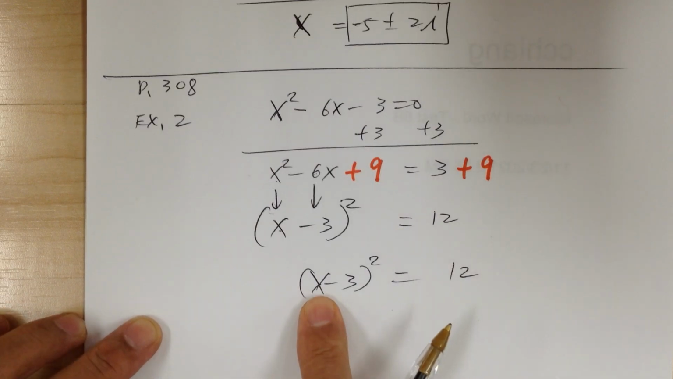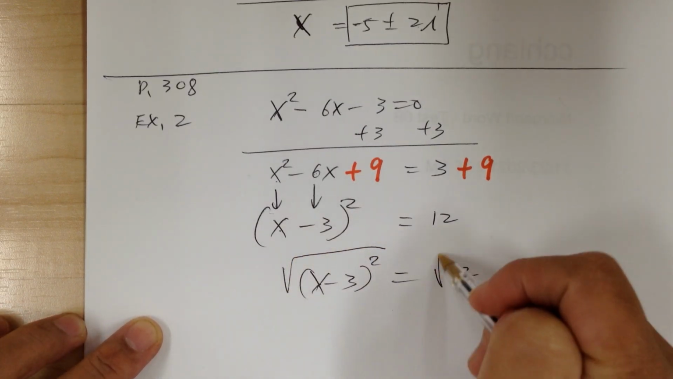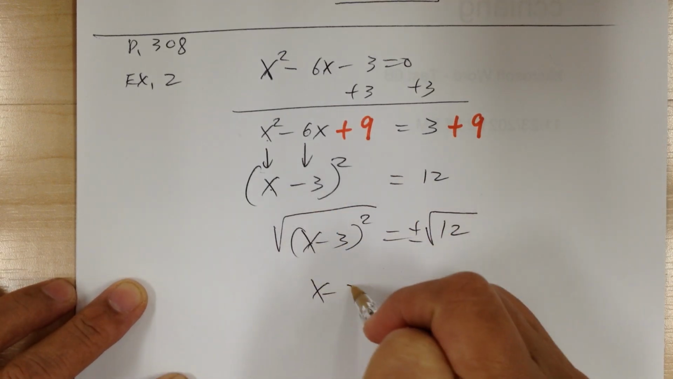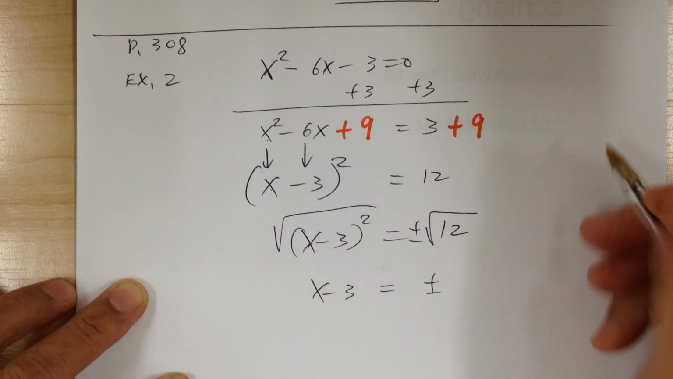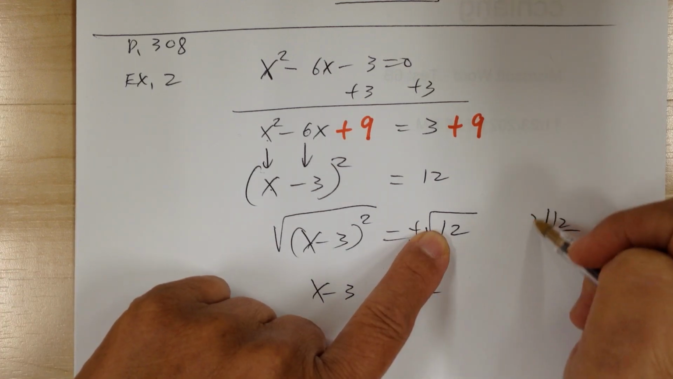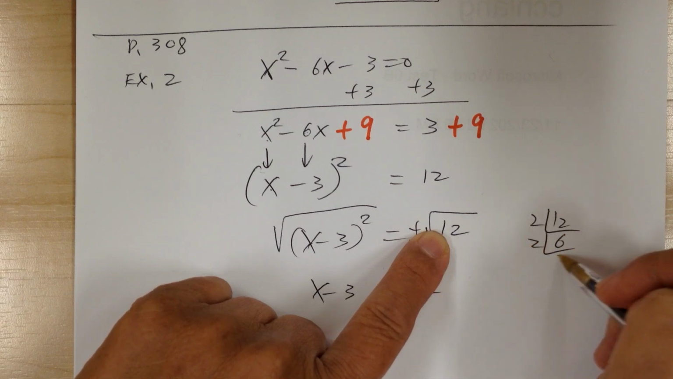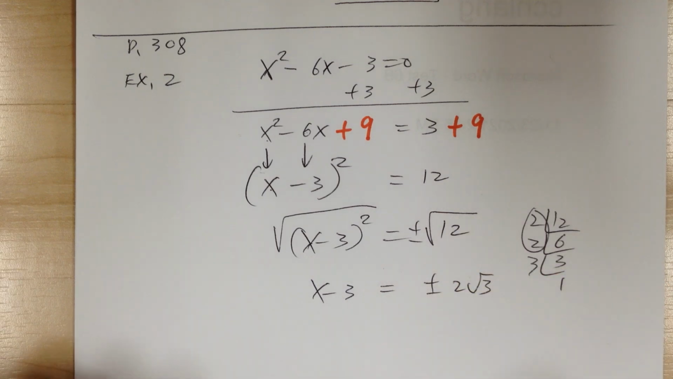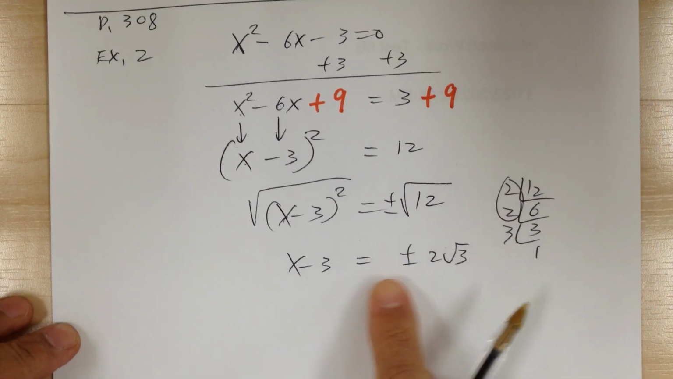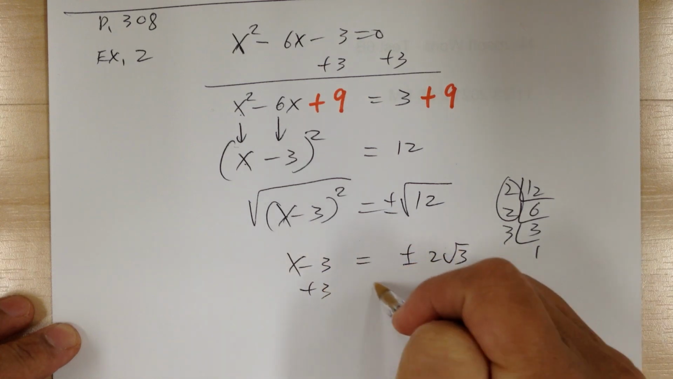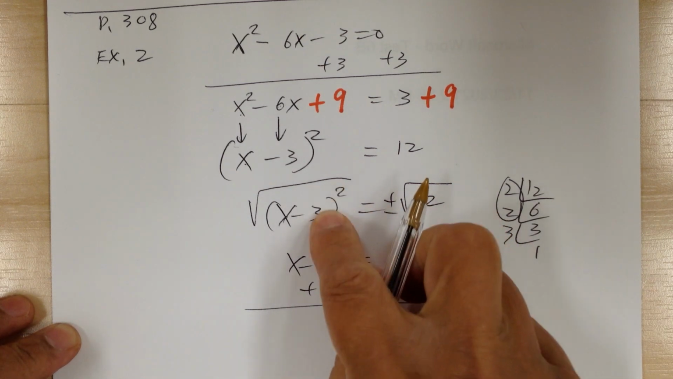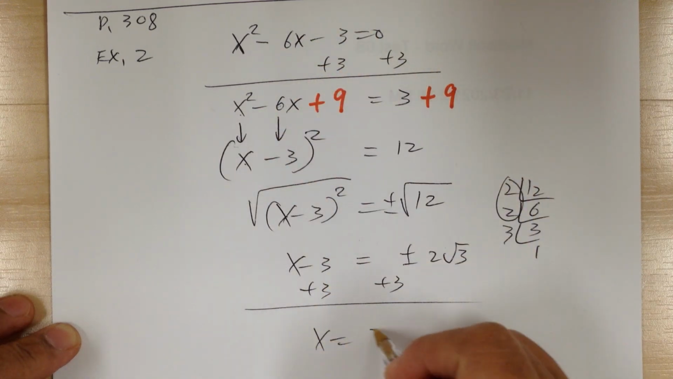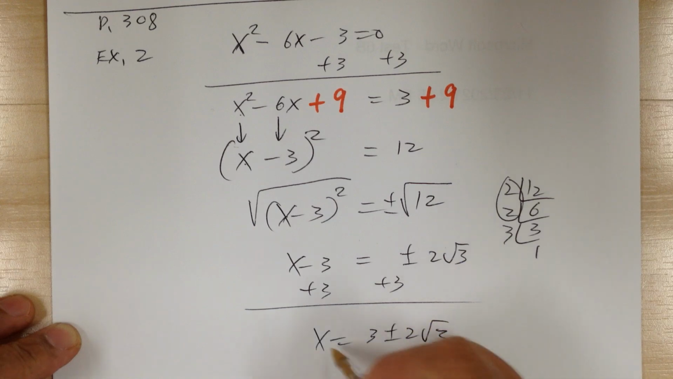Now to solve for this, you're going to take the square root on both sides and put plus or minus. Square and square root cancel out, so you get x minus 3 equal to plus or minus the square root of 12. You go off to the side and simplify. This will give you 2 square root of 3. Next, you can plus a 3. So from here on is example 1. This is a complete square, so x equals 3 plus or minus 2 square root of 3.